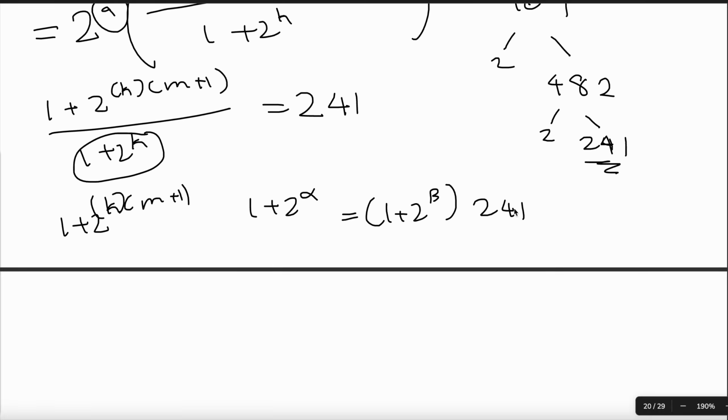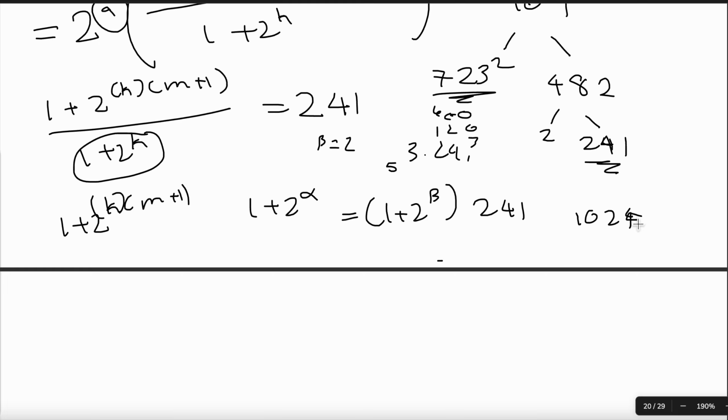That's going to look like it's 1 more than a power of 2. So let's just try beta equals 0, because we're dealing with non-negative integers in the first place. Beta equals 0 gives us 1 plus 1, so that's 2, so this is going to be 482. That's not 1 off from a power of 2. Beta equals 1 is going to be 3 times 241, so that's 723, and that's not 1 off from a power of 2. Try beta equals 2. This gives us 5 times 241, which is 1025, and that looks very familiar because that's 1 more than a power of 2, which is 1024. So beta equals 2 looks promising.